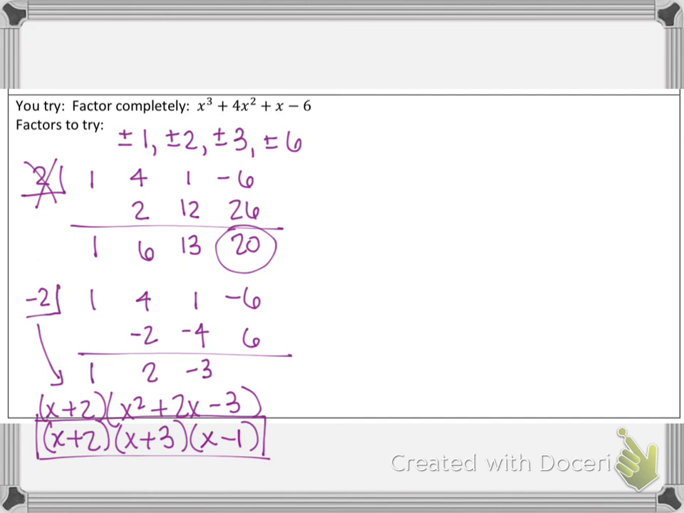So if you had tried any of these numbers with your synthetic division, negative 2, negative 3, or positive 1, they would have all given you a remainder of 0. So you don't really need to guess and check that many times until you run into something that gives you a remainder of 0. And then you continue your factoring from there.